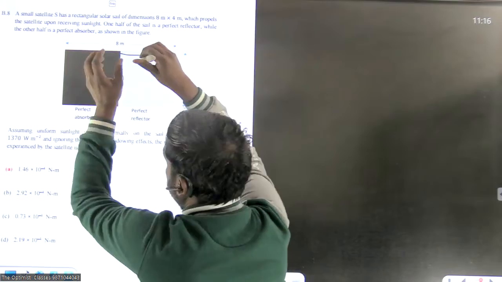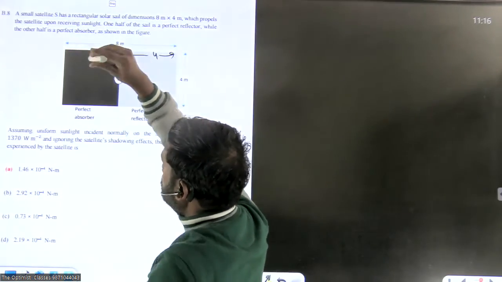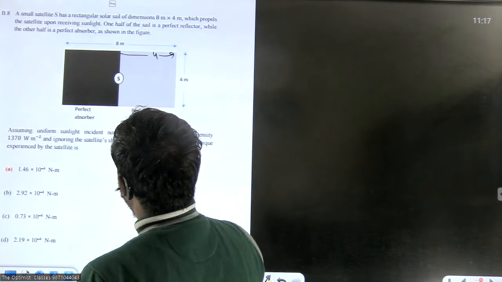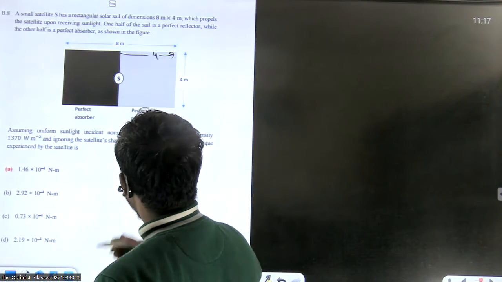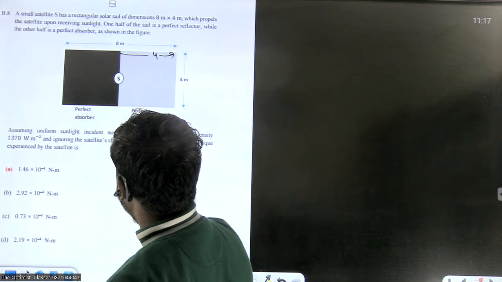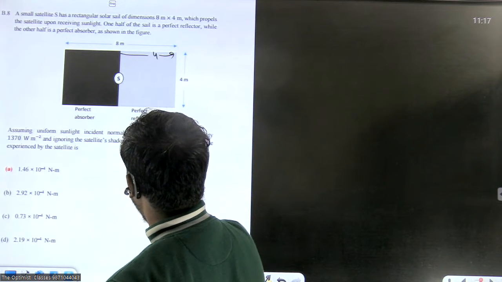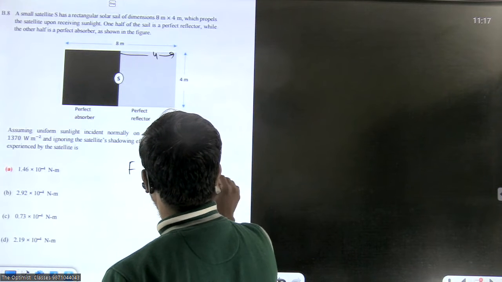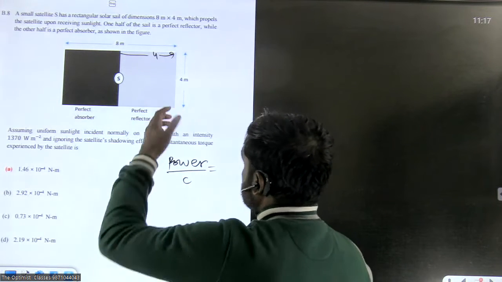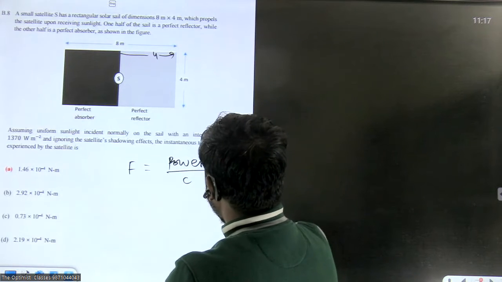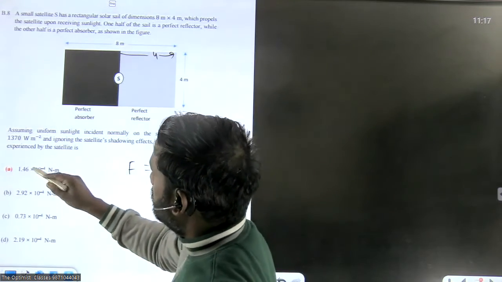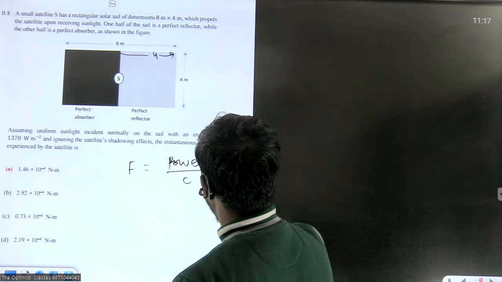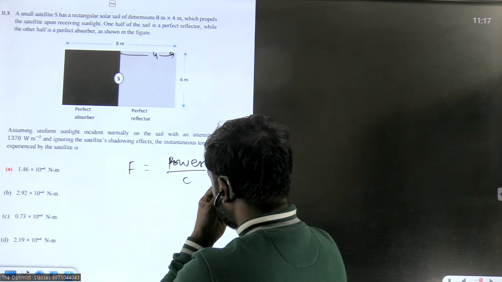Suppose light is falling perpendicularly like this. On this portion light is falling like this, and on this portion also light is falling like this. Light is falling perpendicularly on both sides. So we have to calculate basically the torque. Let us calculate the force. If light is fully absorbed, force is equal to power by c. Power is P, and since intensity is given, power is intensity times area, so IA divided by c is the force.